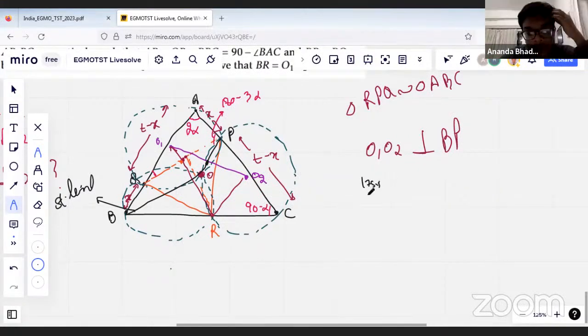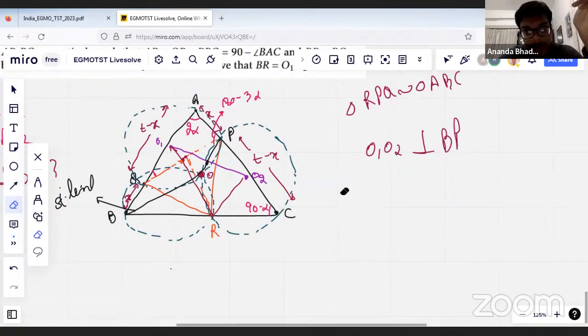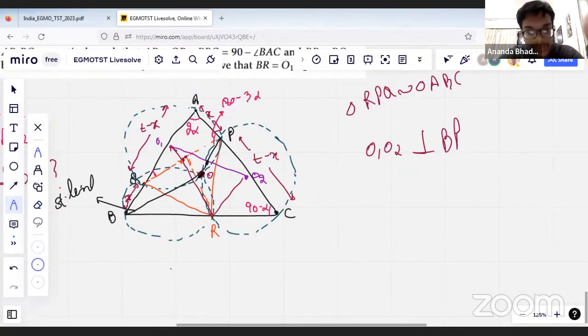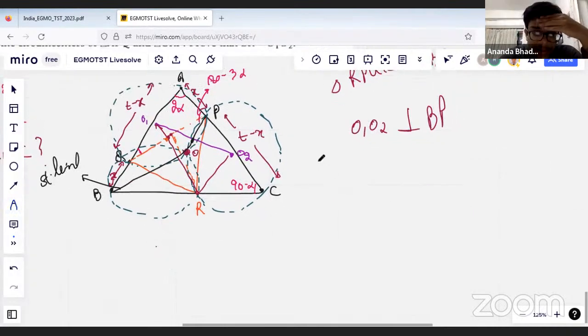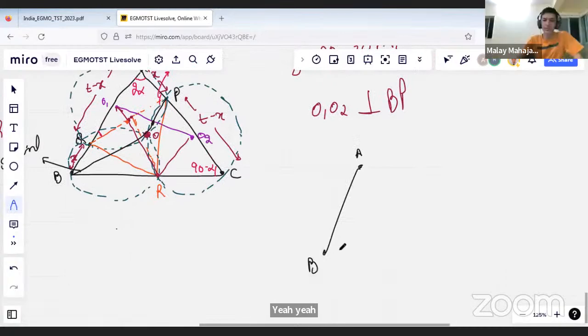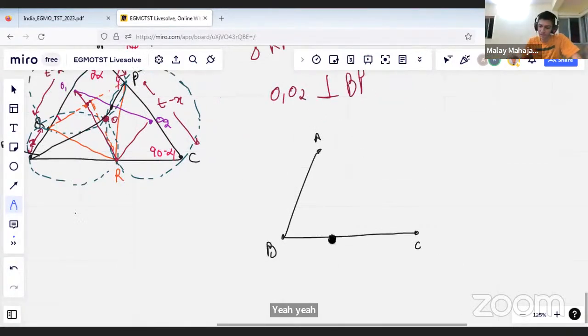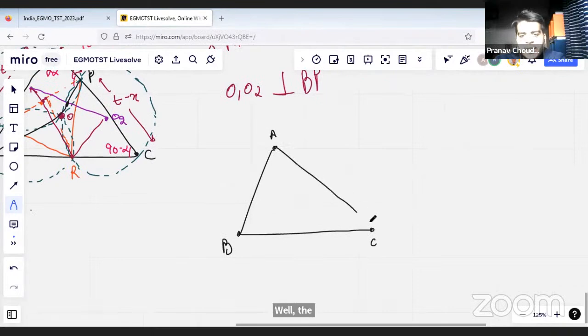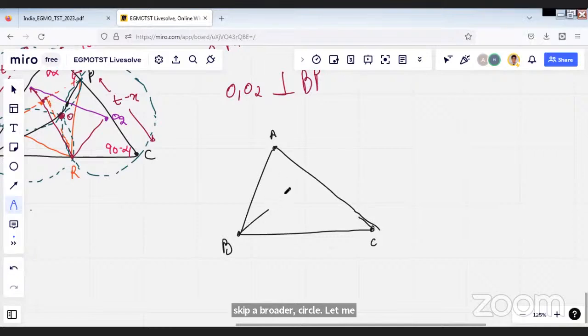Wait, actually, I think we know a lot of angles now. We know that PRQ is this. We know that PRO is PCO, which is this. Can I just draw the figure again quickly without involving the circles? We should first draw O and then draw all the circles. We know the circles, that way it will be nicer. Isosceles, yeah.